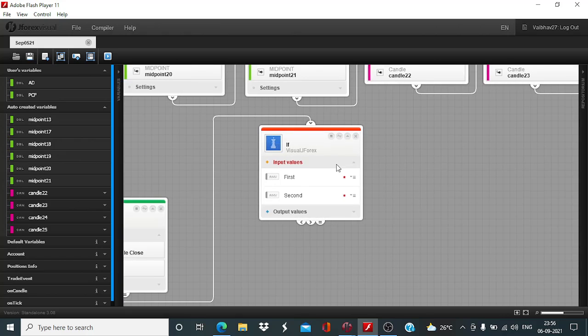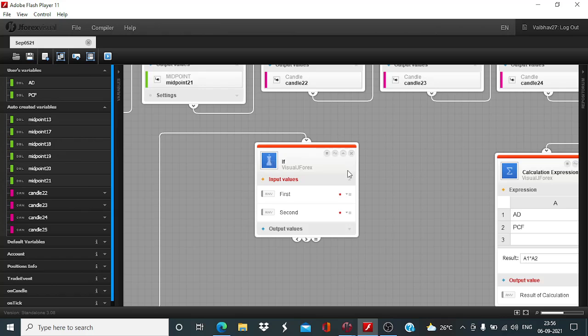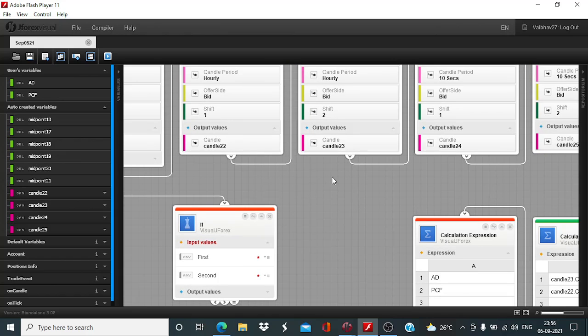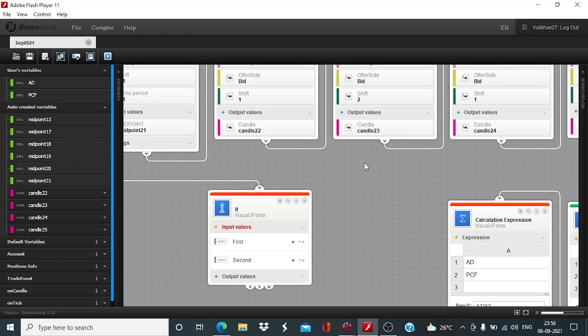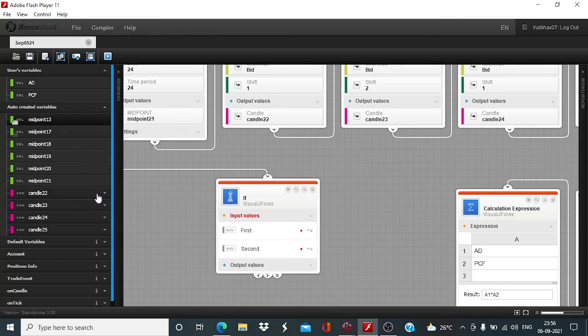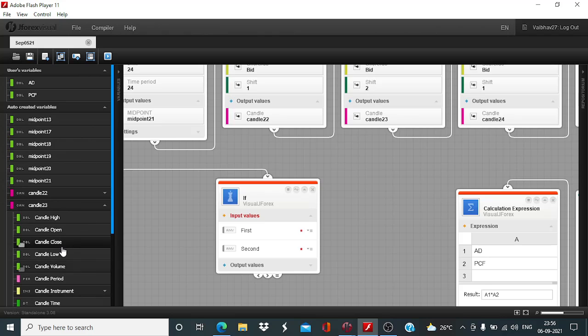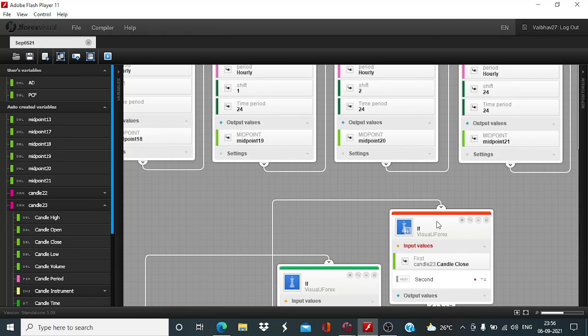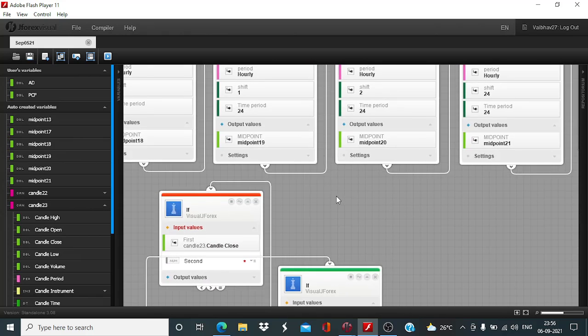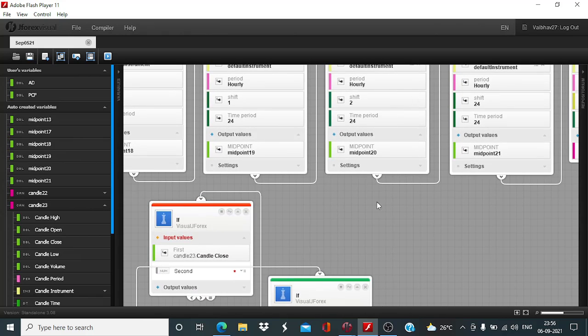Then we look at how the penultimate candle had closed, and there we will need it to have closed higher. So again we take candle 23rd candle close, and compare it to midpoint 20.